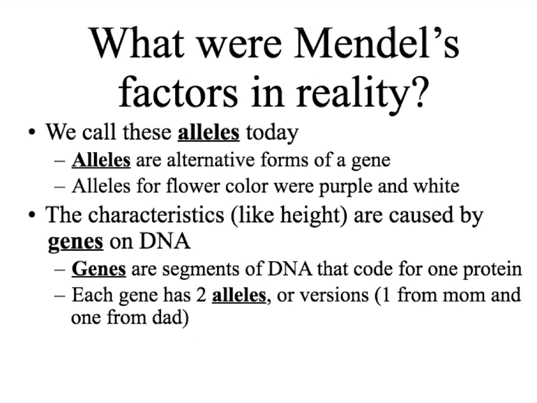So, now that we understand Mendel and his factors, what really are they? Well, we know today that these are the alleles. And our alleles are quite simply the different forms of a gene. So if we have a gene for flower color, it has two alleles. One is purple and one is white. So characteristics like height are caused by genes on the DNA, which we've since discovered. Genes are a piece of the DNA that codes for one protein, and that one protein is what determines that physical appearance. And each of your genes has two alleles. You got one from your mother and one from your father.